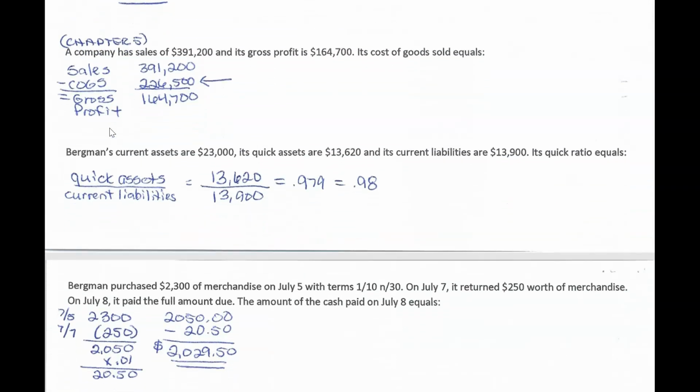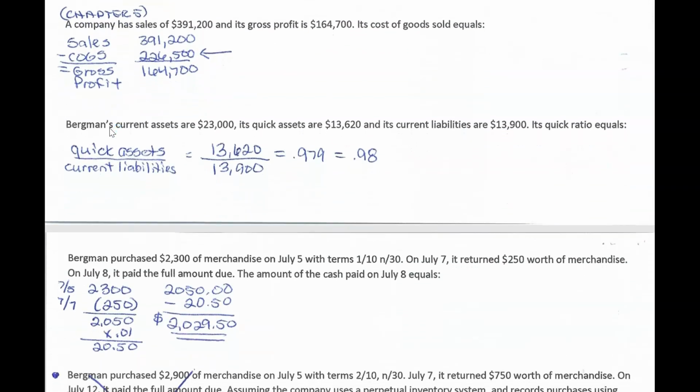Okay, moving right along, chapter 5. The company has sales of $391,200 and its gross profit is $164,700. What is the cost of goods sold? Okay, so if you take your sales, you subtract your cost of goods sold, that gives you your gross profit. Cost of goods sold is what we don't know. We know our sales and we know our gross profit. Subtract the two and that will give you your cost of goods sold.